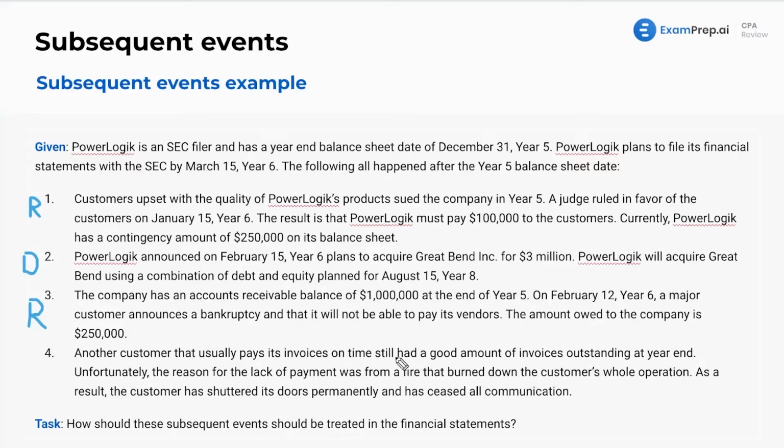Well, at year end, this one's actually a trick. There's 2 points of logic here. First off, at year end, the customer usually pays the invoices on time, and it seems like they're a pretty legitimate, stable customer. So there was no evidence at year end that the customer was not going to pay the invoices. Now, these events, presumably the fire that burned down the customer's operation, happened after year end as well. So because of that, this affects year 6 as compared to year 5.